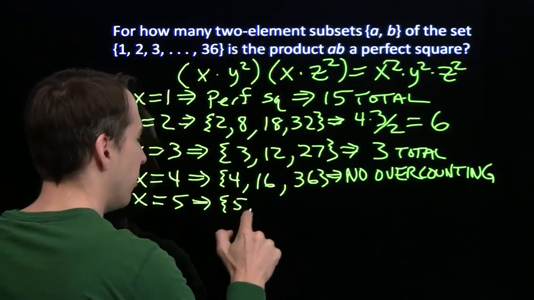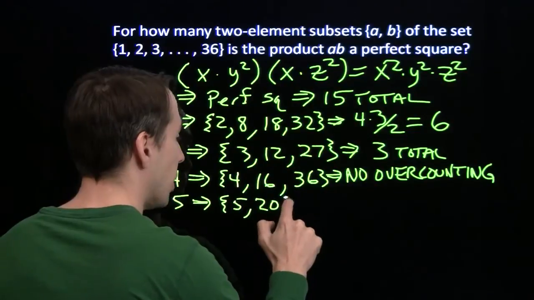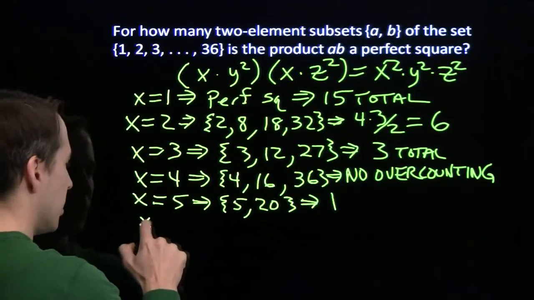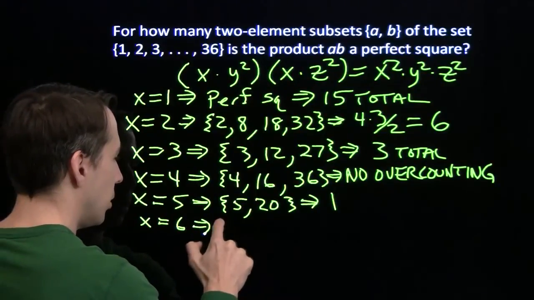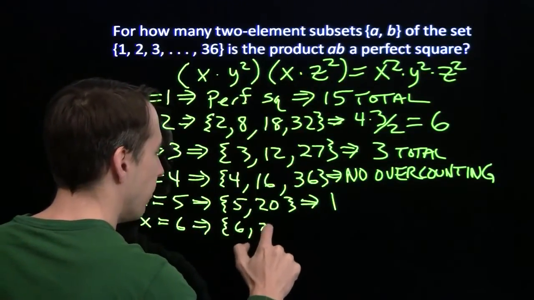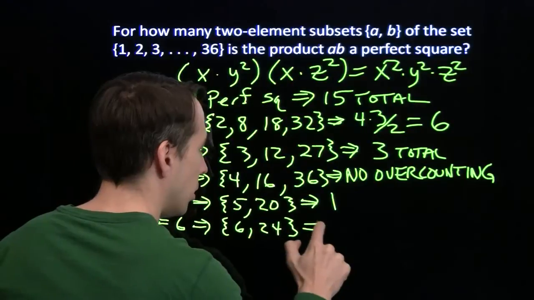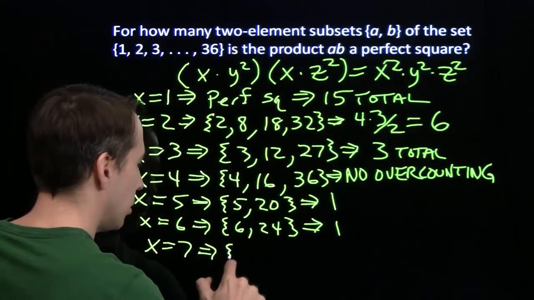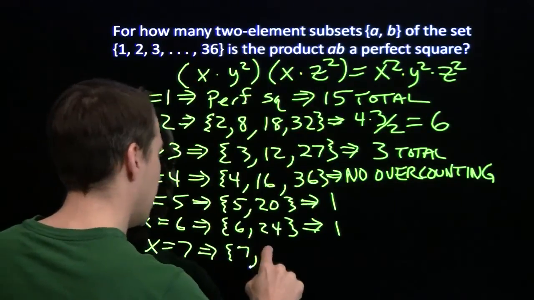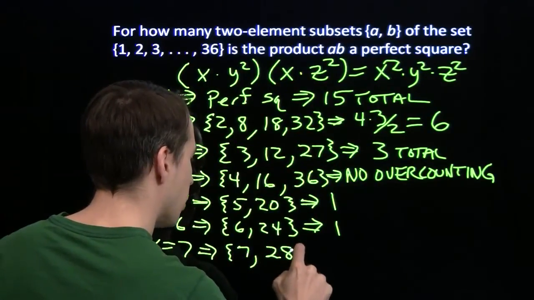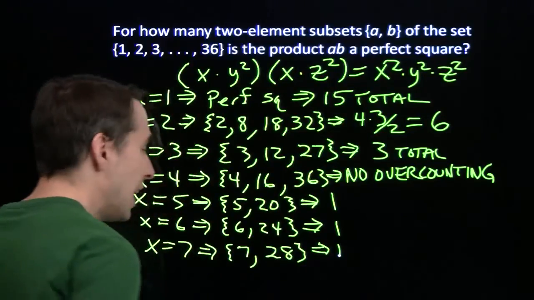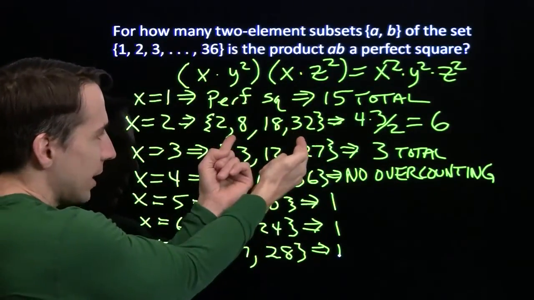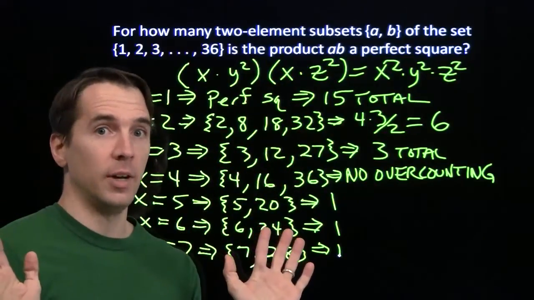We have 5. 5 times 2 squared. 5 times 3 squared is too high, so there's just one pair. And we have x equals 6. We have 6 and 24. That's one pair. X equals 7. We have 7, and 7 times 2 squared is 28. That's one more pair. Now then you get up to x equals 8, and that's 8 and 32, but we've already got that. 8 and 32, we've already taken care of x equals 8.